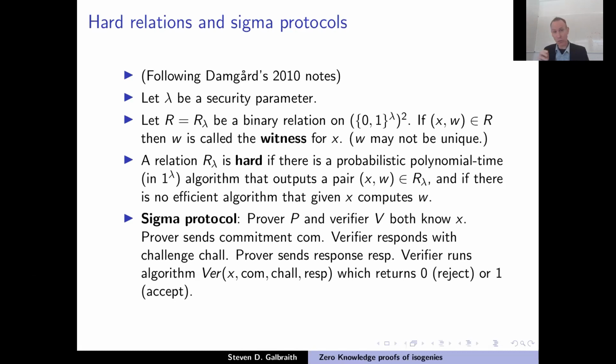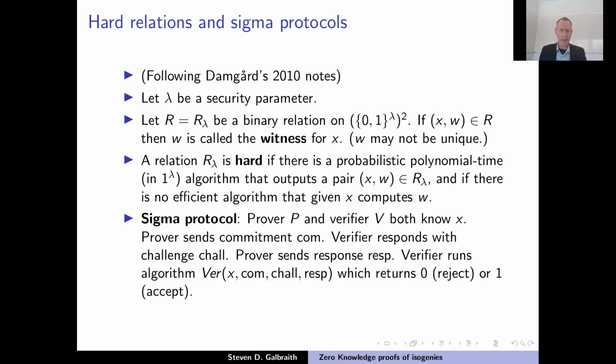And in the context of my talk, I'm interested in hard relations where it's hard to compute a witness. If you're presented with an instance X, it's hard to compute a witness. But I'm also interested in ones where you can efficiently generate examples. So in the case of graphs, I can write down a random graph and I can write an isomorphism. So I can efficiently construct a pair of graphs that are isomorphic. That's easy. But if you just give me the two graphs out of the blue, it's hard for me to construct the isomorphism.